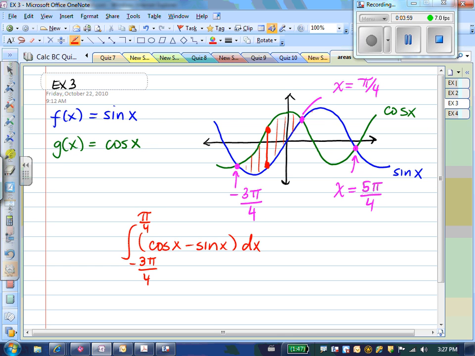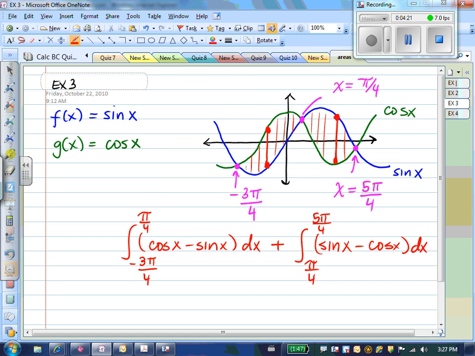Okay. If we look at the next region here, I want you to notice that it has switched. So in this case, the top function is sine, the bottom function is cosine. Give it a base, dx, and then we're integrating that from pi over 4 to 5 pi over 4.